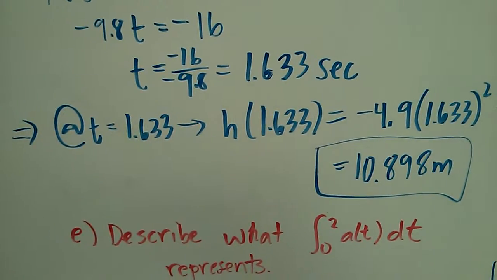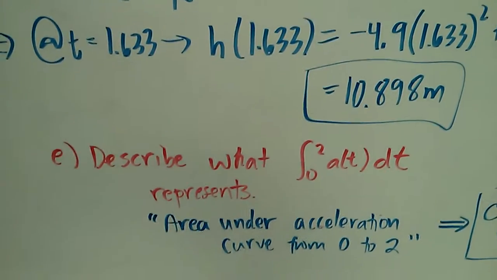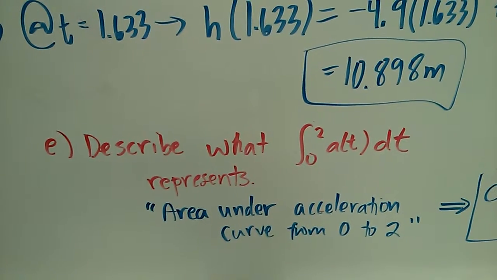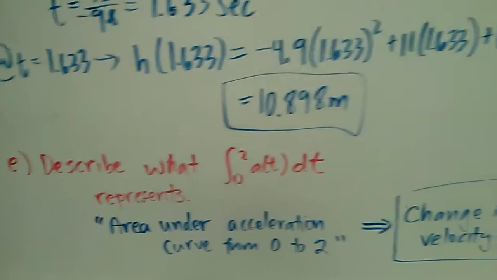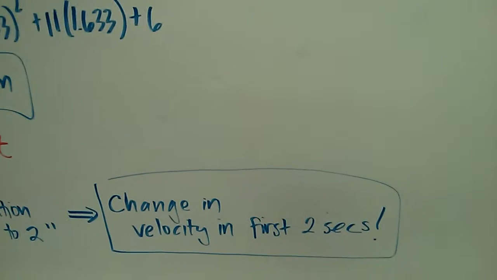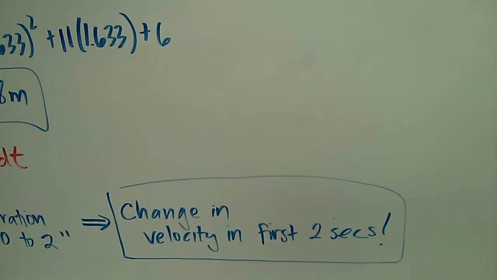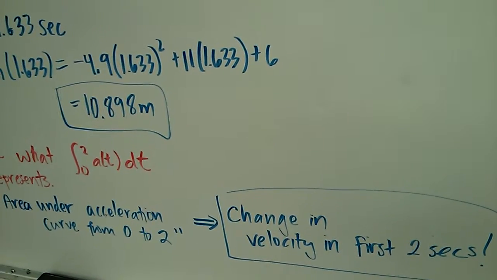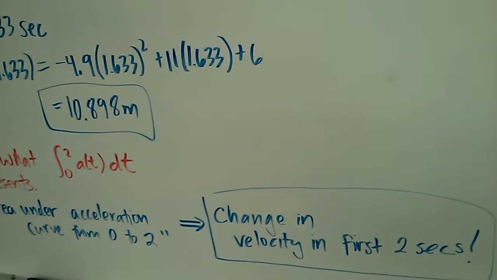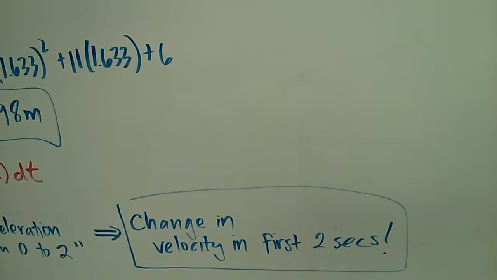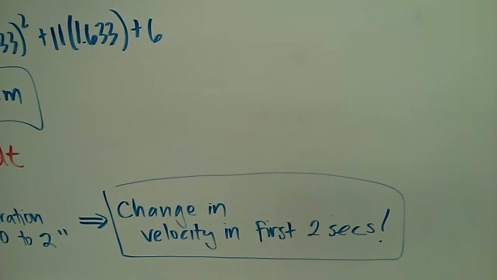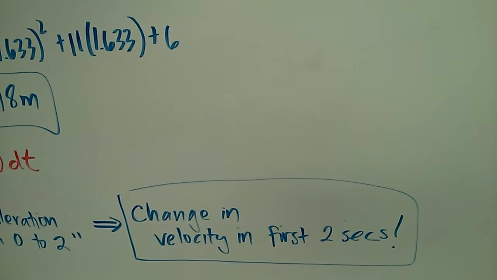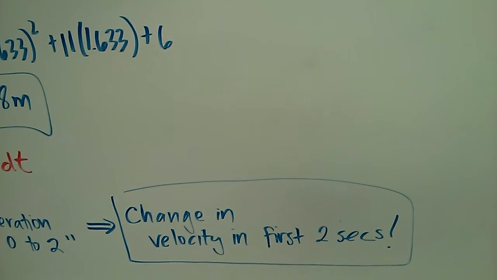What does that represent physically? The idea is the area under the acceleration curve from 0 to 2. But physically, in the real world, that's basically the change in velocity in the first 2 seconds. We take the integral of acceleration, giving us velocity, evaluating at time 2 and subtracting the value at time 0. So we're getting the change in velocity in the first 2 seconds. This is going to introduce us to topics we're going to see in the future. And that's going to end CPM Calculus Chapter 6, number 74.